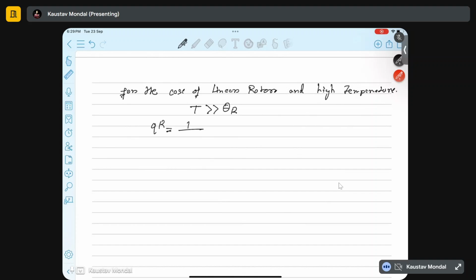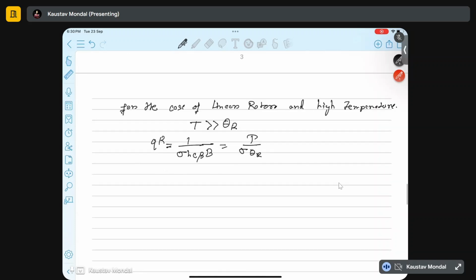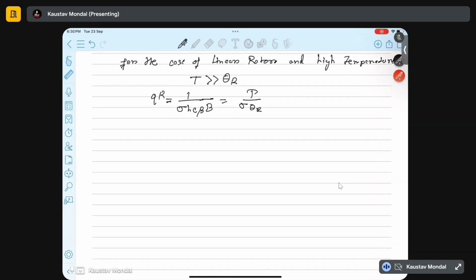1 by sigma HC beta into B, right? Or you can write it as T by theta R into sigma, right? So here theta R is the characteristic rotational temperature, and T is the experimental temperature. Now if you substitute this into this expression of the rotational mean energy, you will get ER simply as kT, right? So that means CVR would be k into Na, that is R.